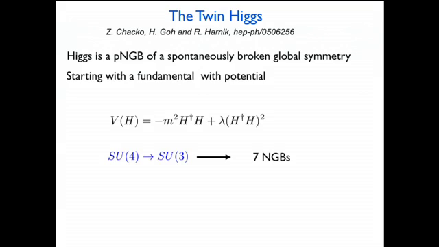So the Higgs in this theory is a pseudo-Nambu-Goldstone boson of a spontaneously broken global symmetry. There are many ways to actually do this, but let's just start with the original way, in which the global symmetry is SU(4) broken down to SU(3). So there are 7 NGBs, out of which 4 will be used for the Higgs. And here is the potential for this 4 of SU(4) that I call H, big H.